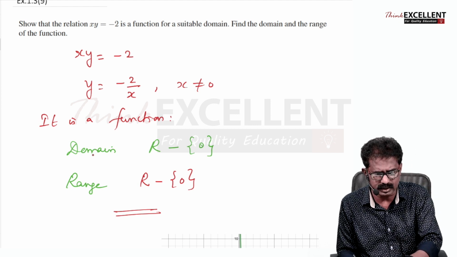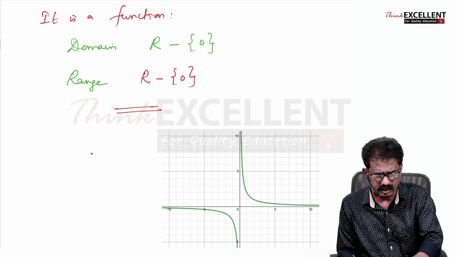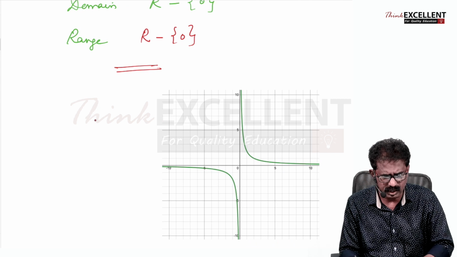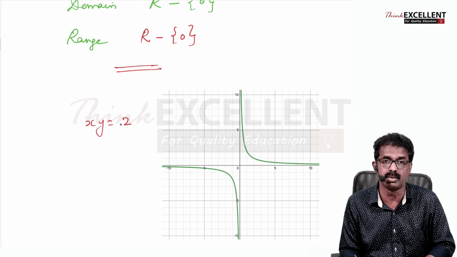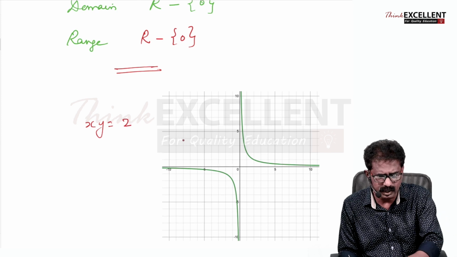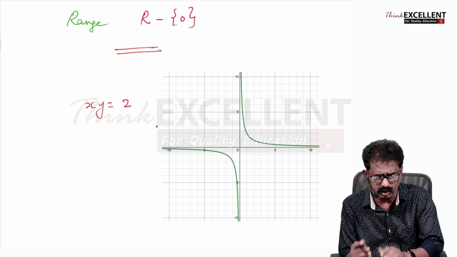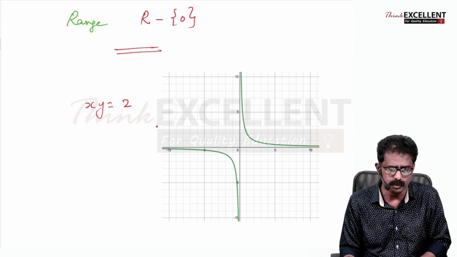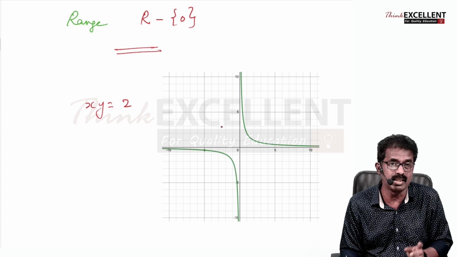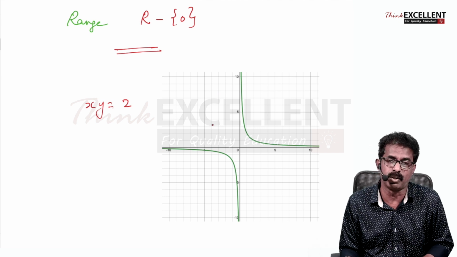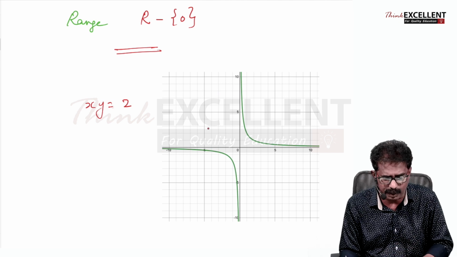But for you to understand more, I'm just giving a graph. Actually, this is a graph for xy is equal to some positive constant. Suppose it is 2 or something. But here they have given xy is equal to minus 2, right? So it will change the position, I'll tell you. If xy is equal to 2, this is the graph, and this graph we call a rectangular hyperbola. It is called what? Rectangular hyperbola.